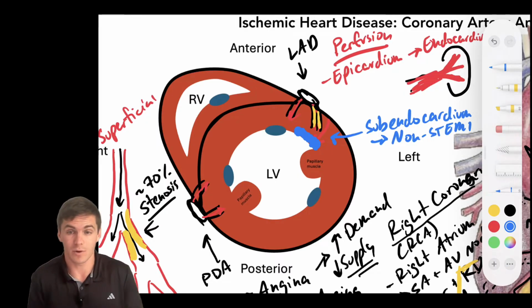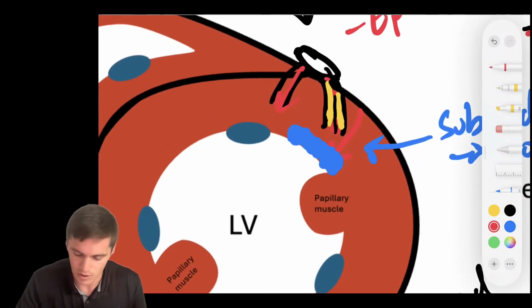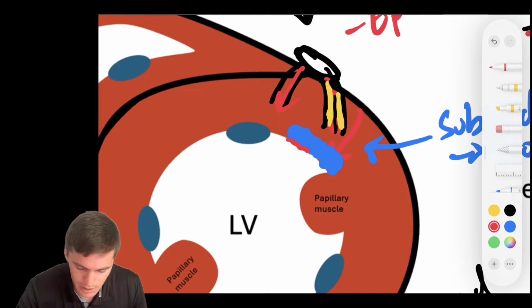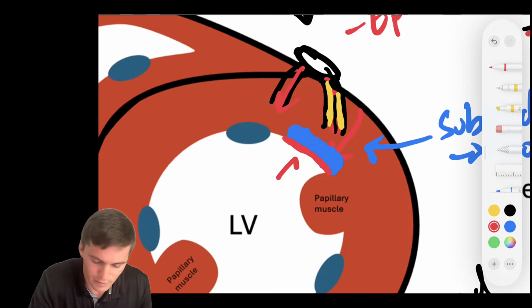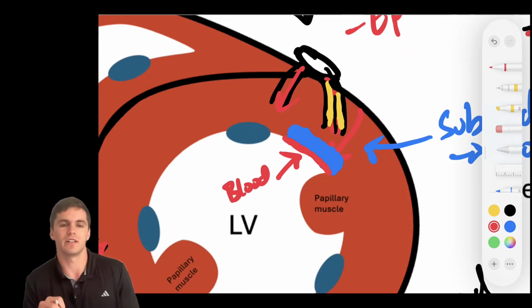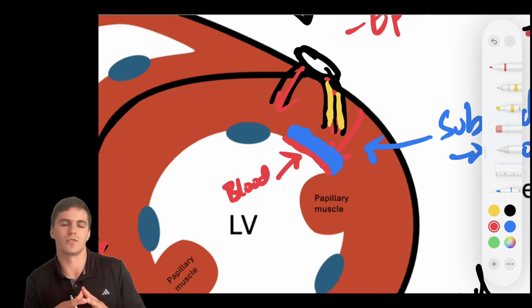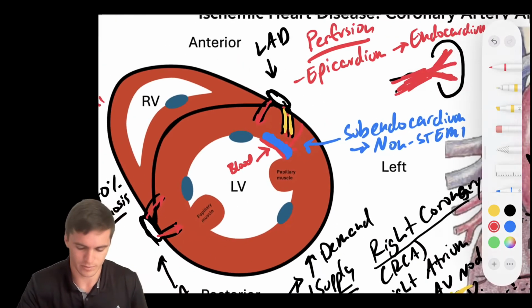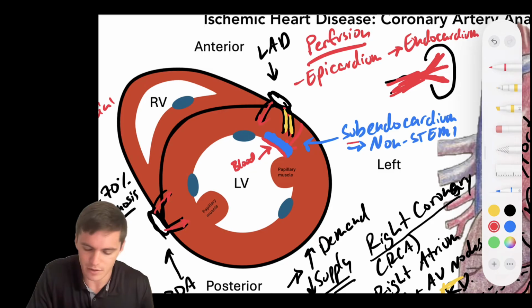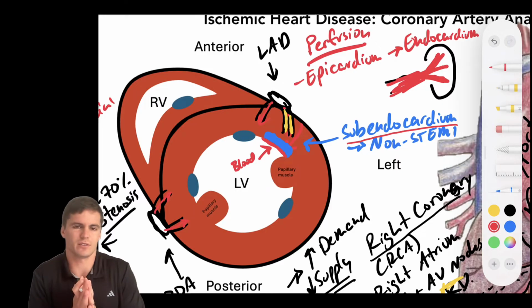So why is it called the subendocardium and not the endocardium? Well, if I drew my endocardium right here, the endocardium, interestingly, receives its blood supply from the blood that's actually in the lumen of the left ventricle. So the endocardium itself is well preserved in these coronary artery events. But the subendocardium is the first layer to go when we get such narrowing of the blood vessels.